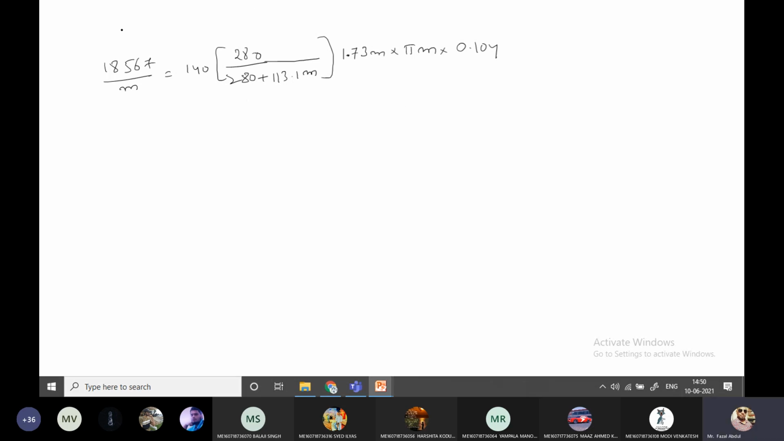See here, the left side we have in terms of module, the right side also we have in terms of module. Now simplify this equation and solve it to get the module. Now tell me the answer, the module, how much? Do it fast, Babu.